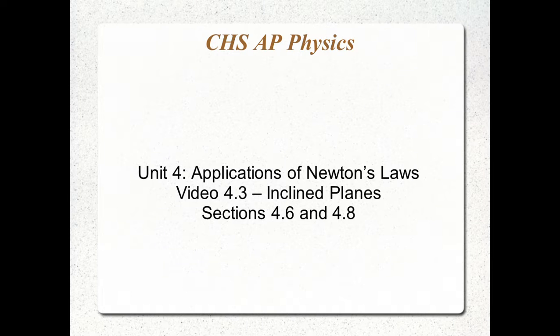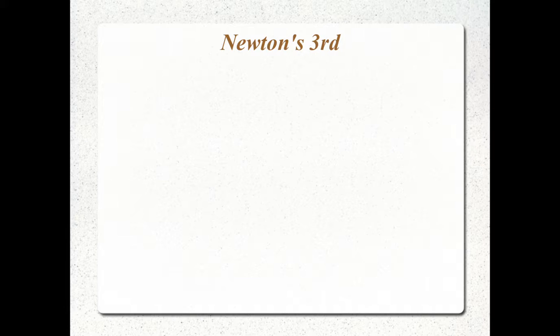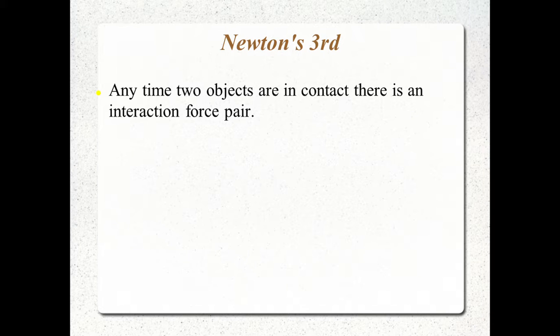But what we're looking at is how all of these things come together for our last look at Newton's laws. The one that we've talked about the least is Newton's third law of motion. It is the idea that if you have any two objects in contact, any two objects interacting with one another, there's an interaction pair.